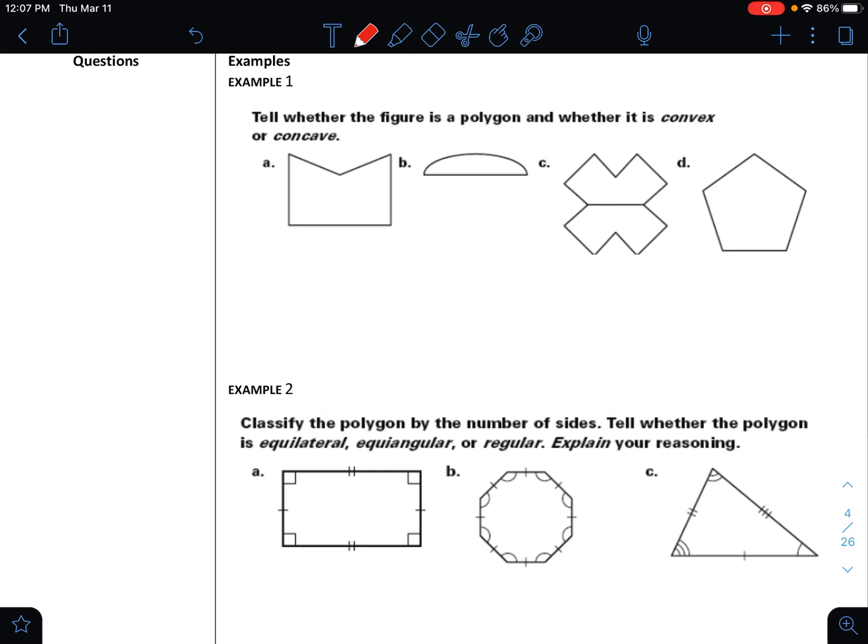Okay, we are deciding whether the figure is a polygon, and then we're going to decide if it's convex or concave. All right, so I see a shape that has segments. That's great. It is closed. Yeah, this is a polygon. Now, convex or concave. So I'm seeing this cave in. So this is concave. Okay, so it's a polygon, it's concave.